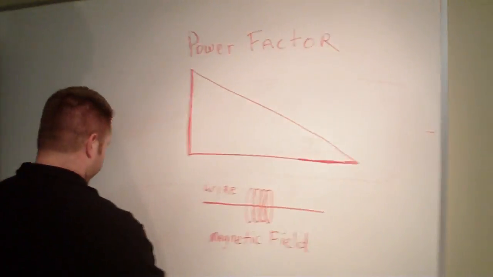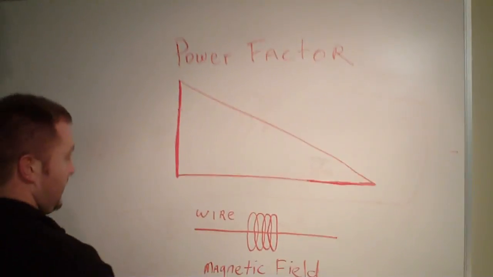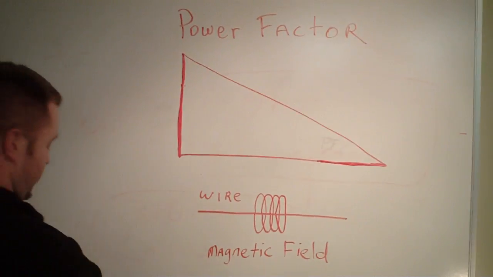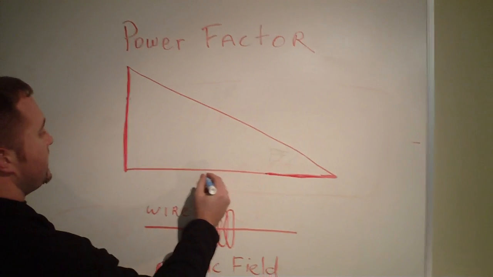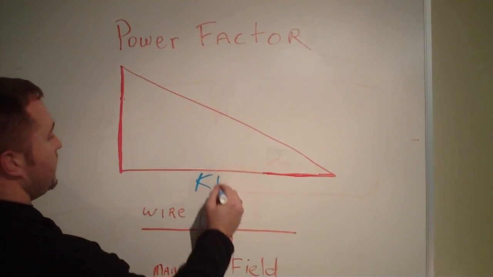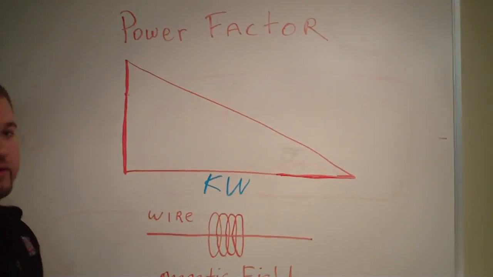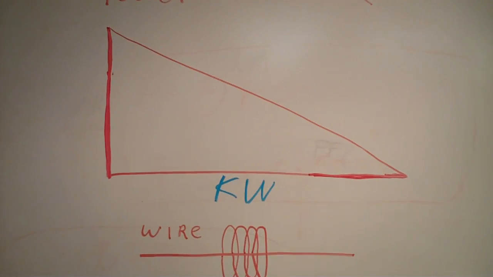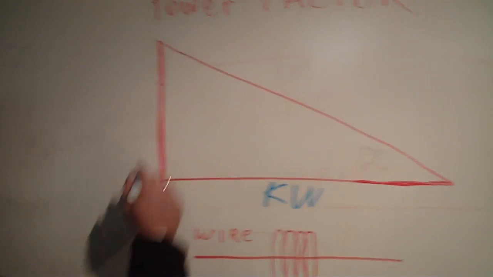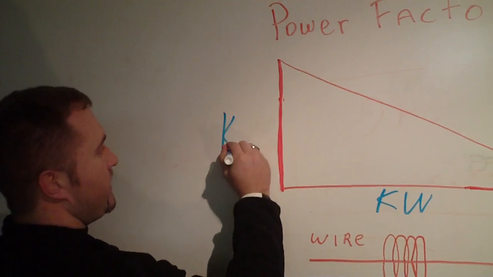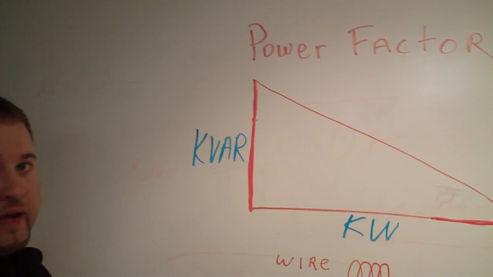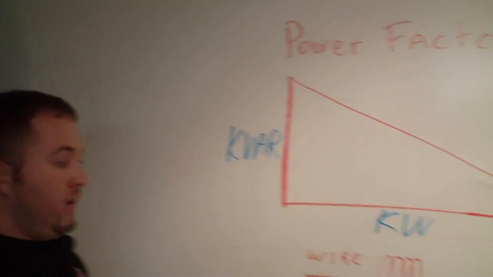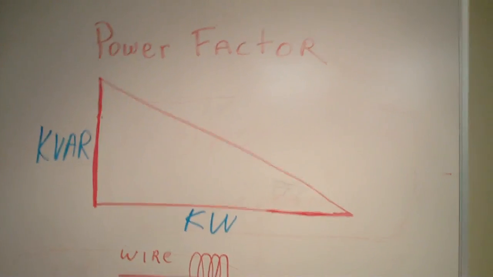Up here on the board we have power factor, and this is also known as the power factor triangle. Down here you would see this line which represents kW, known as real working energy, also known as watts. On this side of the triangle, this line represents kVAR, also known as reactive energy, to build up magnetic fields.